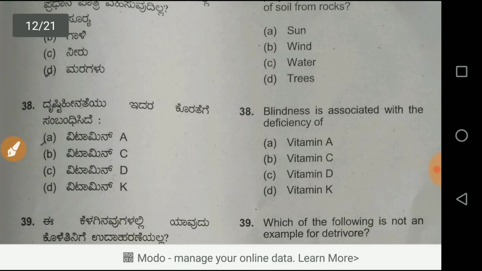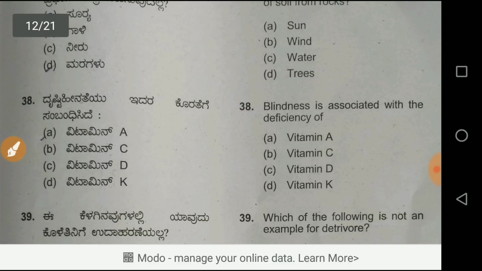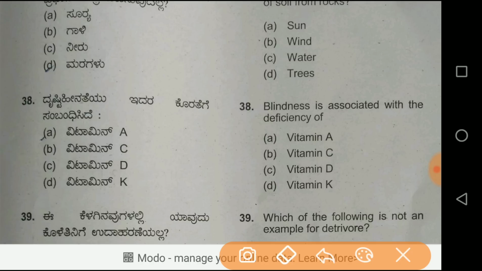Then next question: blindness is associated with the deficiency of option A, vitamin A, vitamin C, vitamin D and vitamin K. Now, vitamin A is responsible for blindness, vitamin C is responsible for scurvy, vitamin D is responsible for rickets and vitamin K is responsible for hemophilia. Therefore, the right answer is vitamin A.